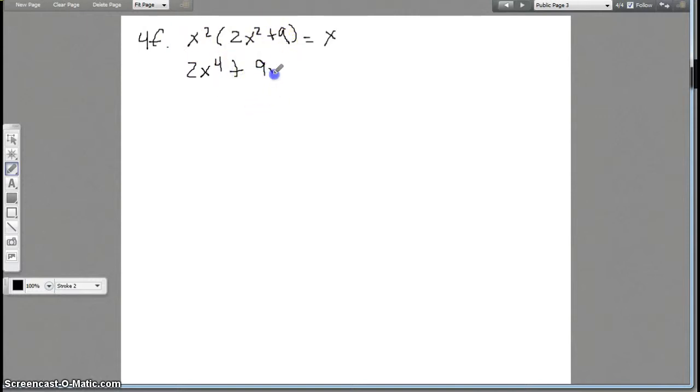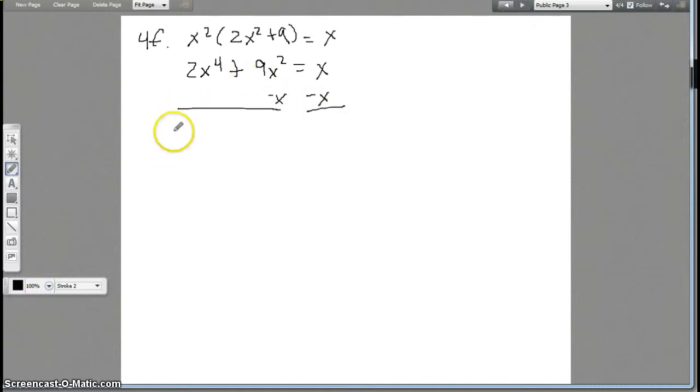And then I'm going to do x squared times a positive 9. That's going to give me a positive 9x squared. And that equals the x that's on the other side. Now remember, I want my right side to equal 0. Right now I'm adding x on the right side, so I need to subtract x on the right side. When I subtract it on the right, that means I need to subtract it on the left.